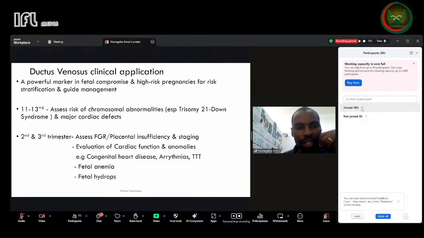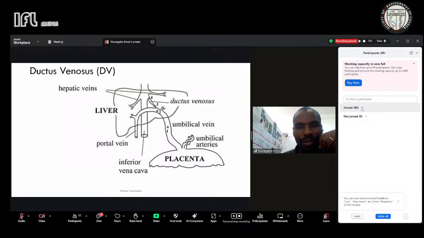We also use it in evaluation of cardiac function and anomalies. Of course, if in the first trimester you did the ductus venosus and it was normal, there can sometimes be other anomalies which show up later, and we use the ductus venosus to evaluate the cardiac function. We also use it in fetal anemia and fetal hydrops.